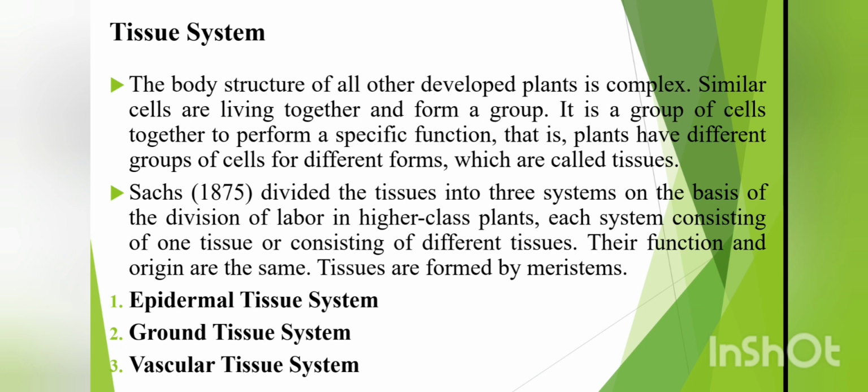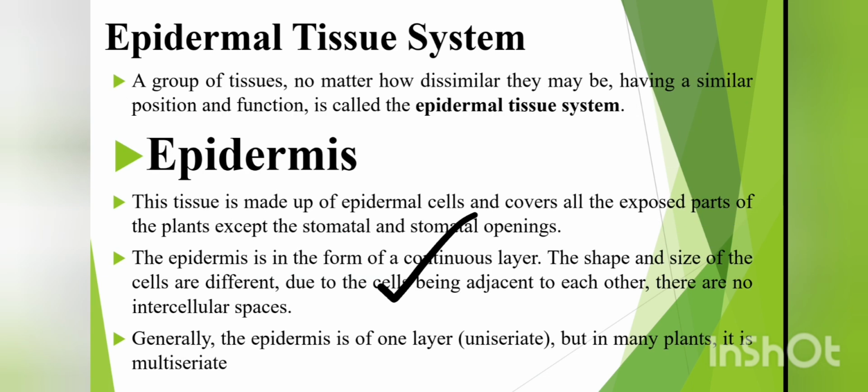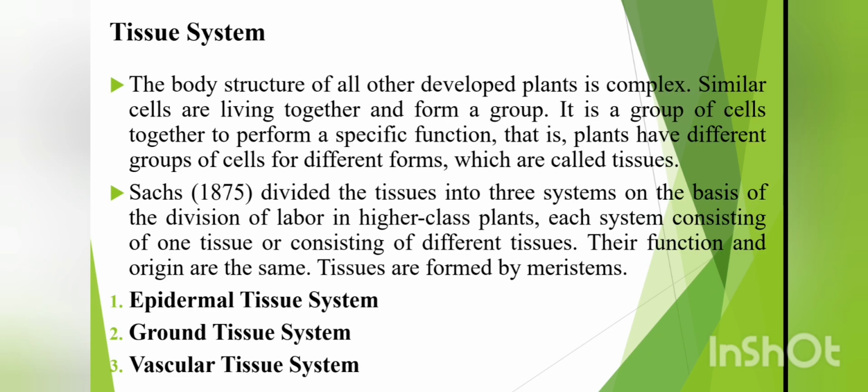Sachs divided the tissues into 3 systems according to their division of labor in higher plants. Each system consists of one tissue or different tissues. Their function and origin are the same. So what are those tissues? They are generally produced from the meristem, and these are the epidermal tissue system, the ground tissue system, and the vascular tissue system.